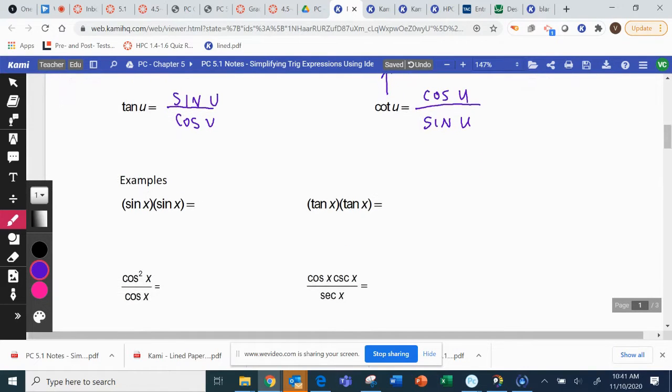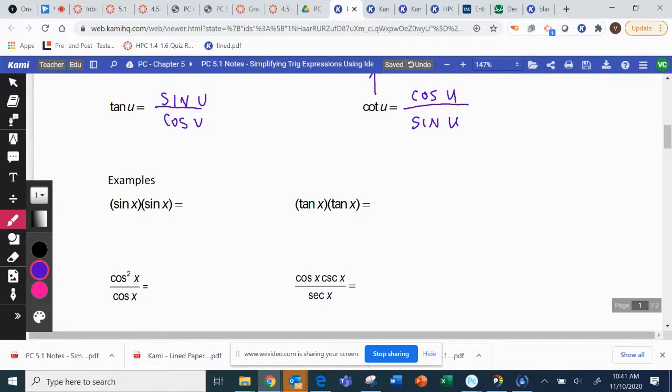All right. Some other things that are important to know is how we write sine x times sine x. And I'm going to give you a real life example of this before I show you how you write it.